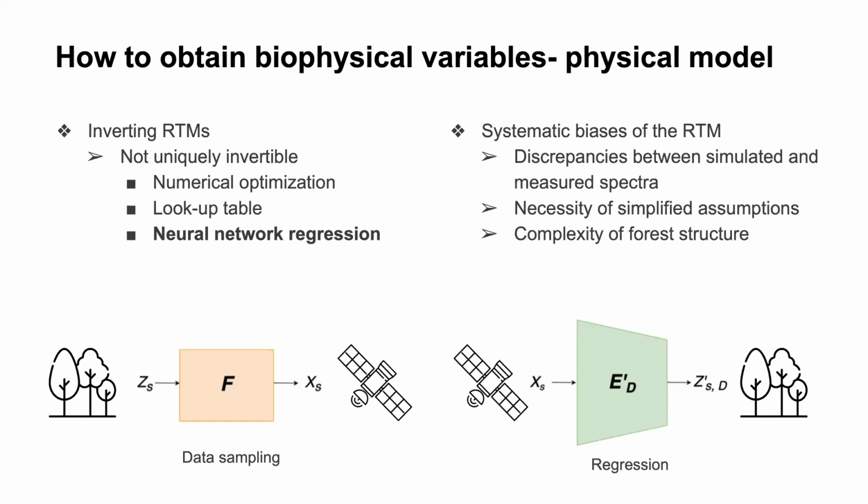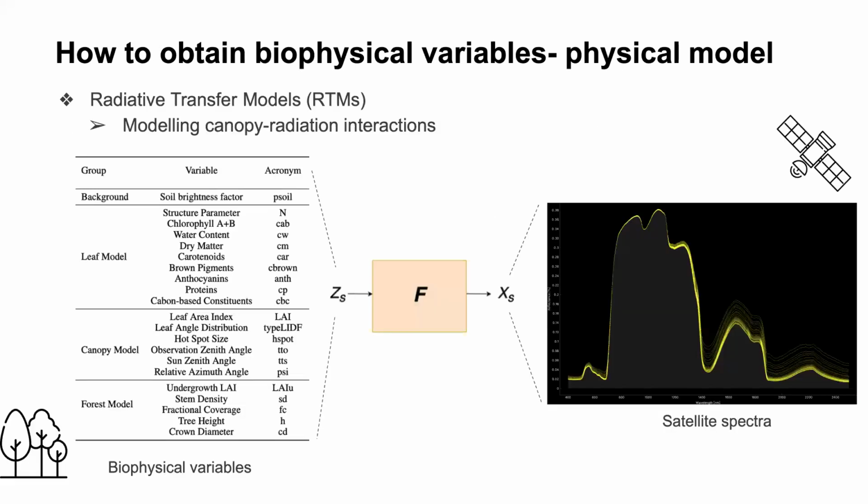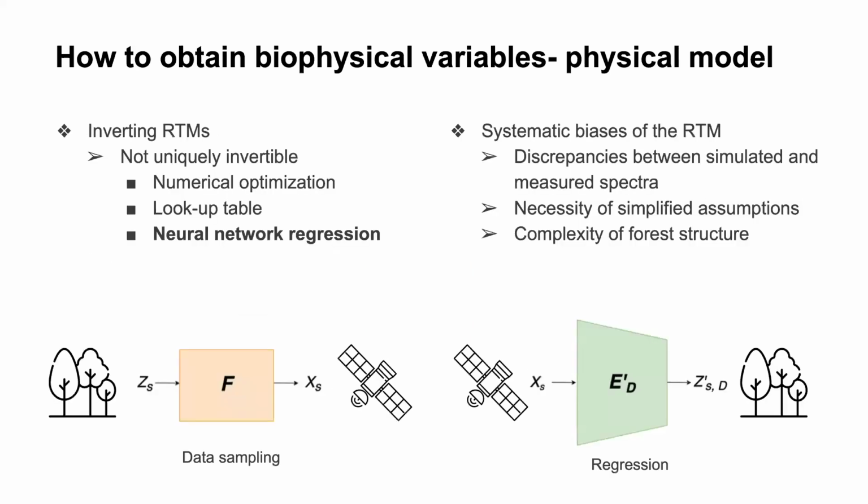But actually inverting the RTM is not an easy question because it's not uniquely invertible. Like what I showed you in the previous slide, for the same shape of the satellite spectra, you can have different combinations of the biophysical variables. So given the same input of the satellite spectra, there could be different groups of biophysical variables that will result in the same output. So inverting it is a bit hard.